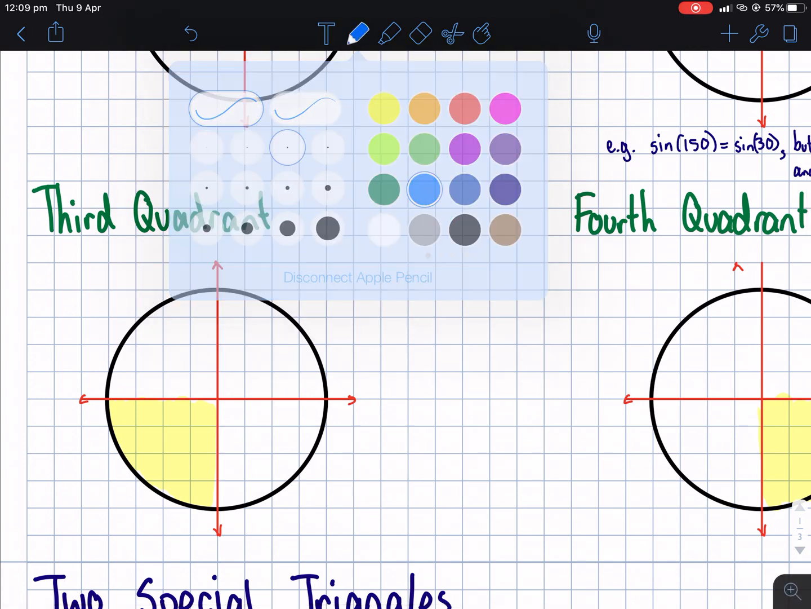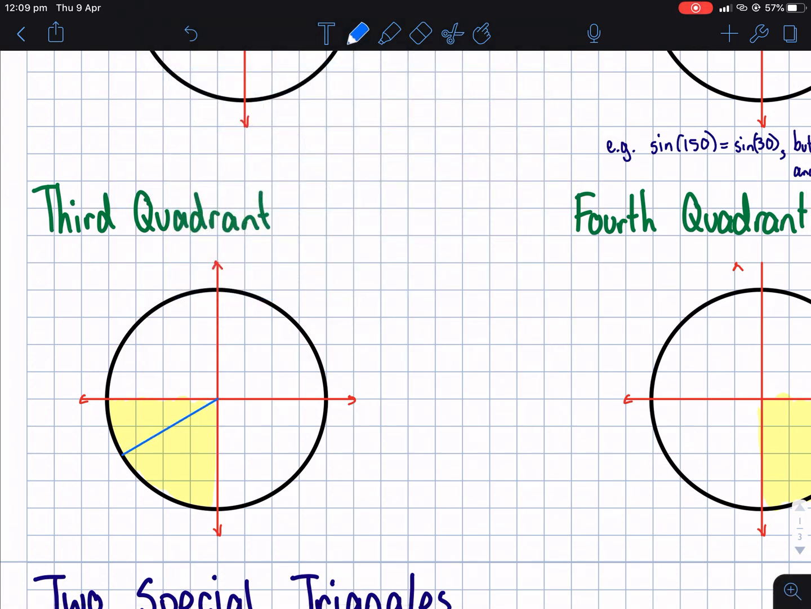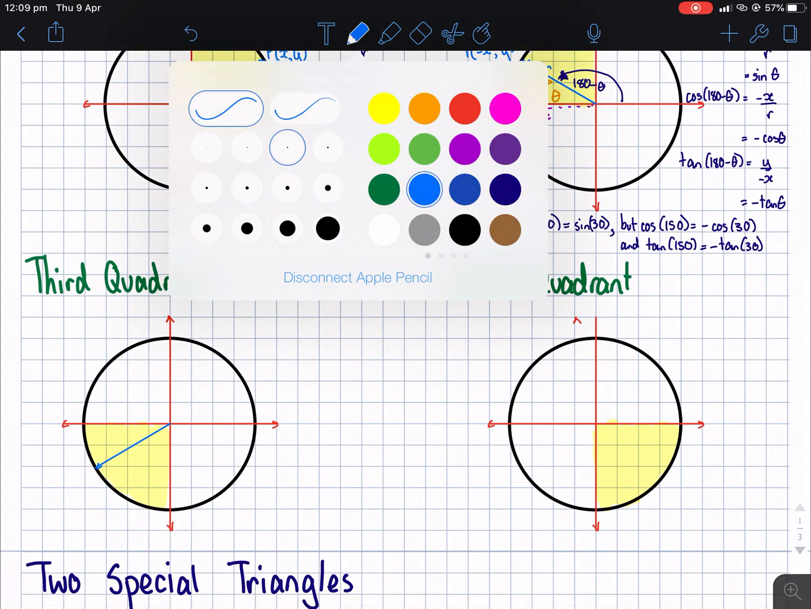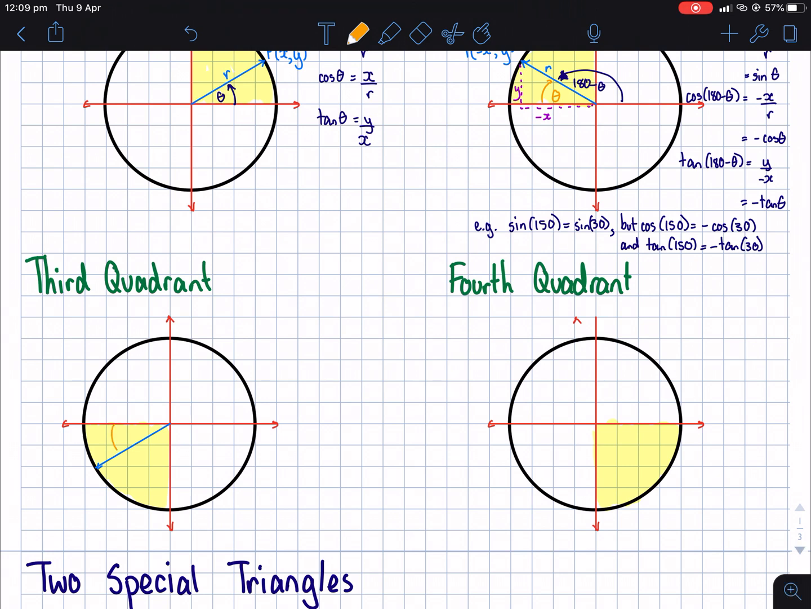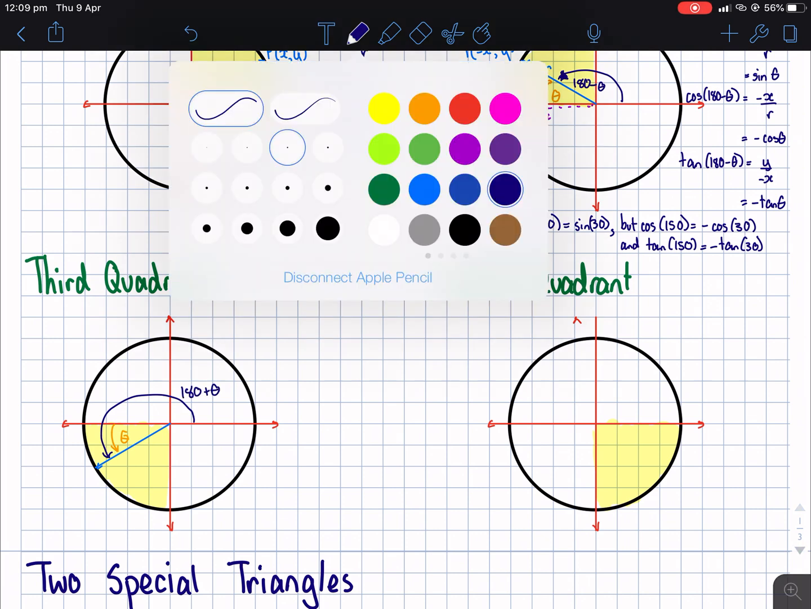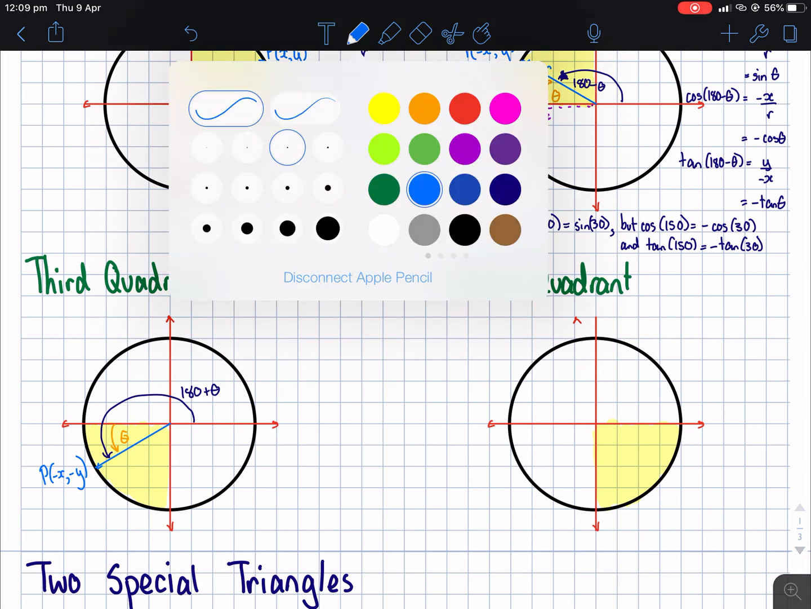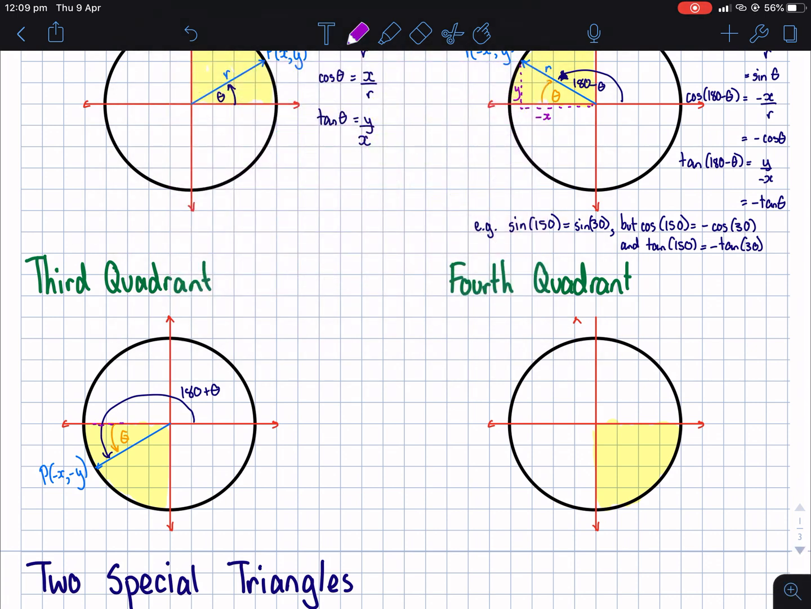Third quadrant. So this time I'm looking down here. Now, coincidentally, our angle is theta down from 180. So this whole angle from 0 is 180 plus theta. And our point is negative x, negative y, because we're negative x across, and we're negative y down.